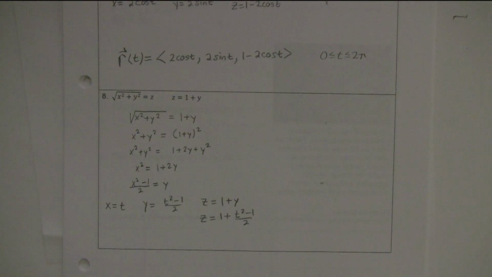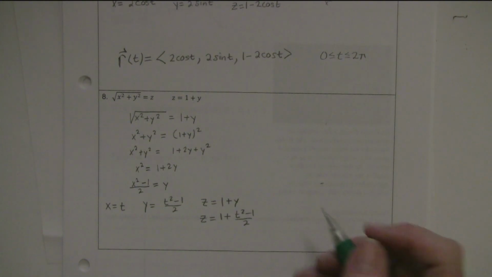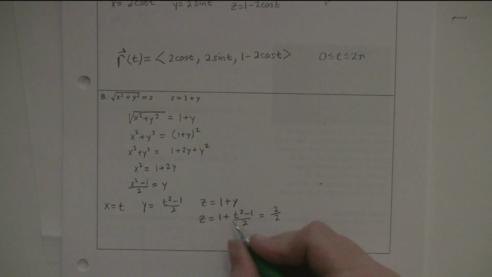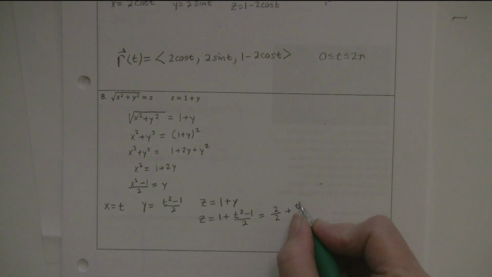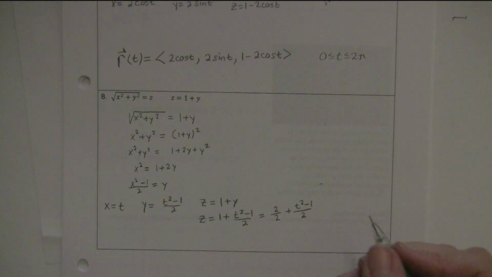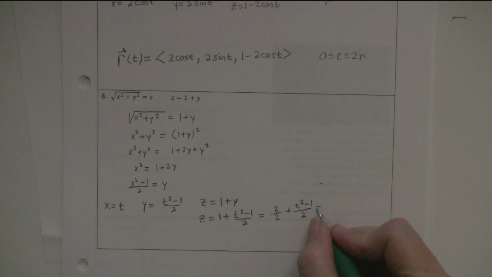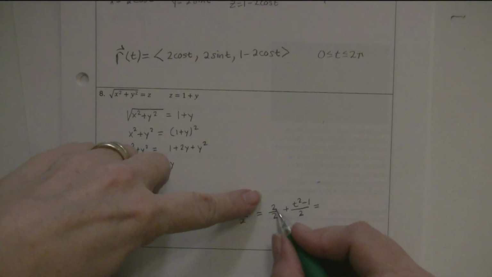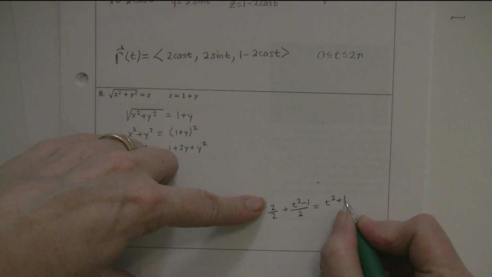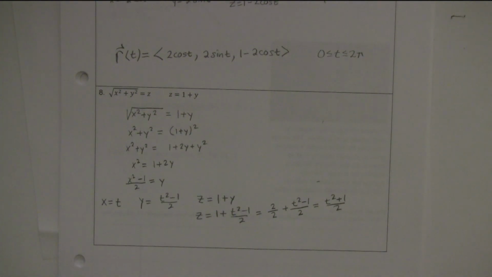And I could put that together with a common denominator if I was so inclined. It wouldn't probably be that hard either. 2 over 2, right, for 1 plus t squared minus 1 over 2. This will make the people at UC Berkeley happy with me because they'll feel like I cleaned this up a little bit here. Negative 1 plus 2. There is t squared plus 1 over 2. So that's what z is.